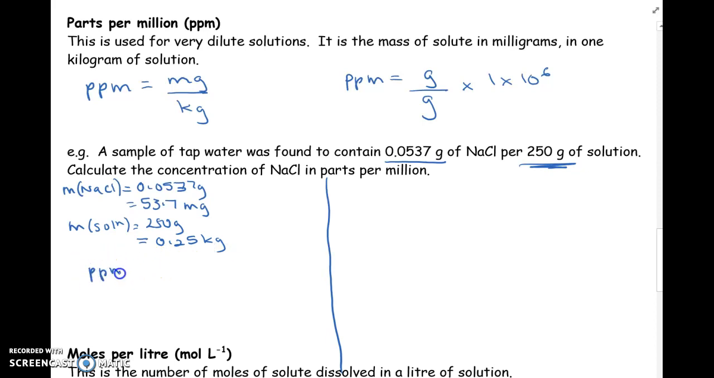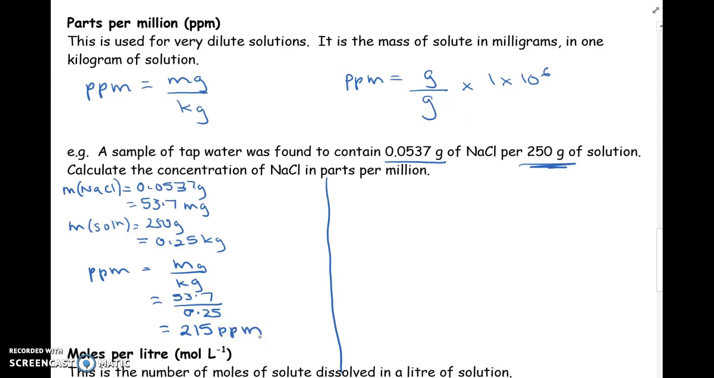Parts per million equals milligrams over kilograms. So milligrams would be 53.7 divided by kilograms, 0.25, and this comes out to 215 parts per million to 3 significant figures.